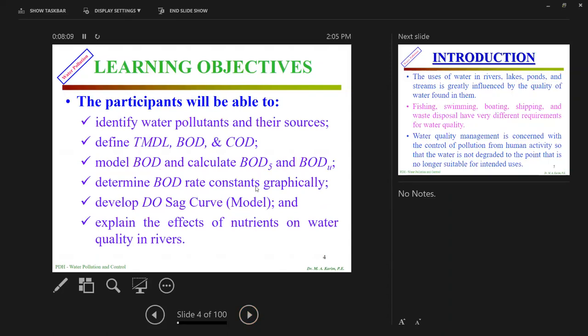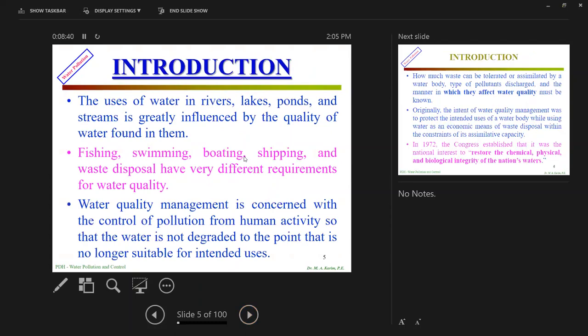Okay, so here would be the learning outcomes, learning objectives. The participants will be able to identify water pollutants and their sources, define TMDL, BOD, and COD, model BOD and calculate BOD5 and BOD ultimate, determine BOD rate constants graphically, and develop the DO sag curve or Streeter-Phelps model, and explain the effects of nutrients on water quality in rivers. So that would be the objective of the course, the learning objective.